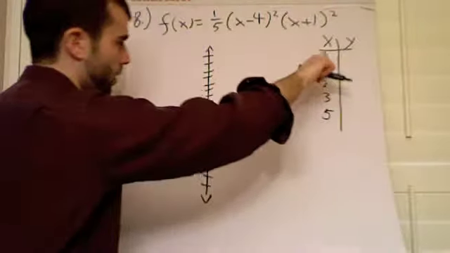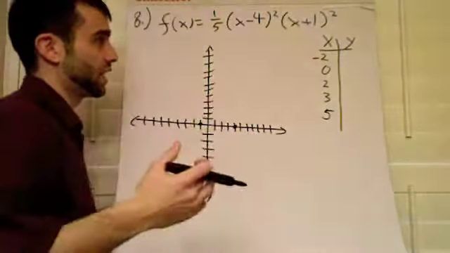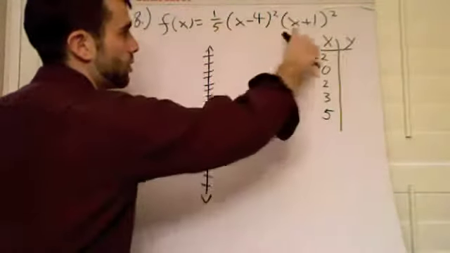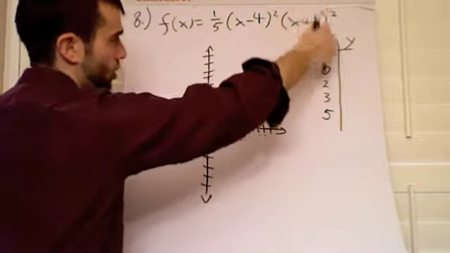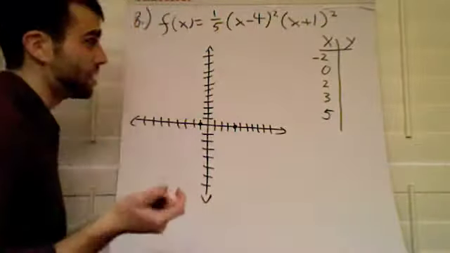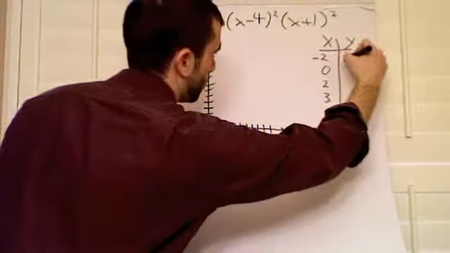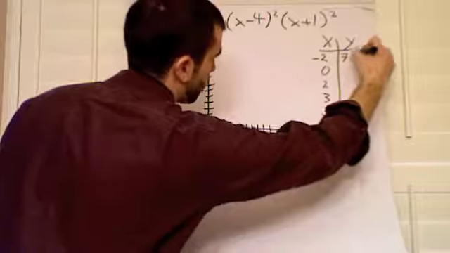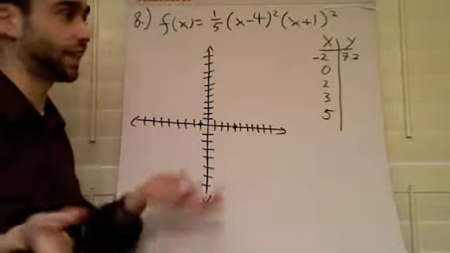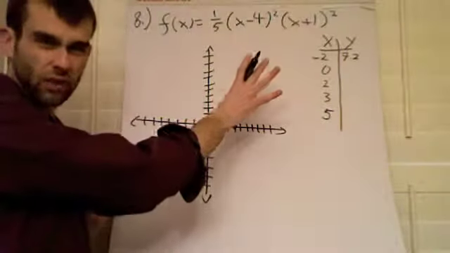Now, let's plug in first. Negative 2 minus 4 is negative 6. Negative 6 squared is 36. Now negative 2 plus 1 is negative 1. Negative 1 squared is 1, so 36. 36 over 5, that's going to be positive 7.2. Okay, you can check that on the calculator, or just do it by hand like I would do. All right, we'll put these graphs on in a minute.